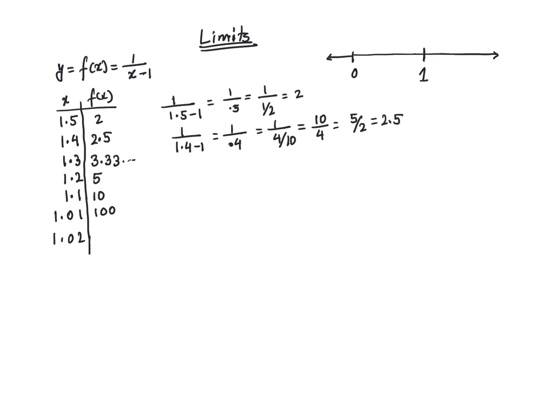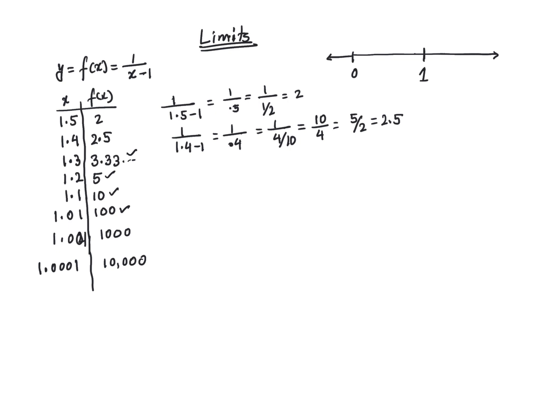If I plug in these values, this is what I get. For 1.2, it's going to be 5. For 1.3 it's going to be 3.33. For 1.1 it's going to be 10. For 1.01 it's going to be 100. Actually, I meant to say 1.001, since it's approaching 1. So that's going to be 1,000. And next, I could have 1.0001. That's going to be 10,000.